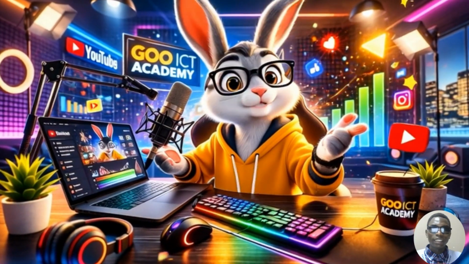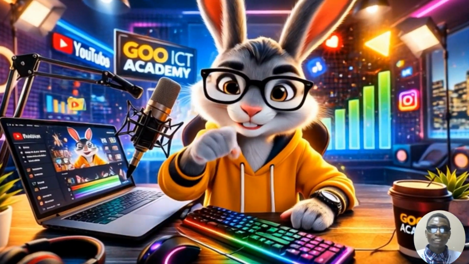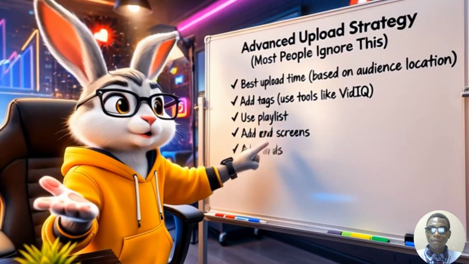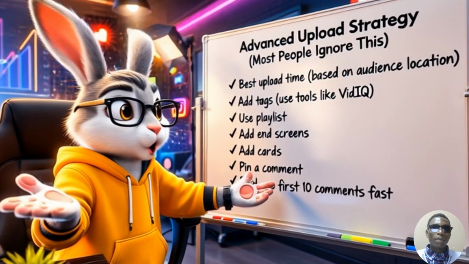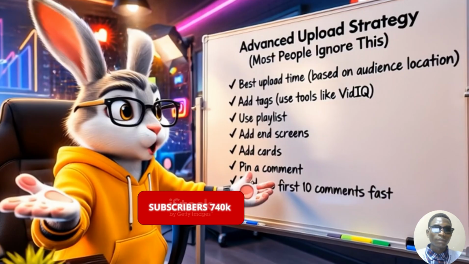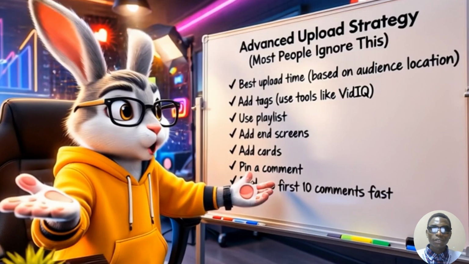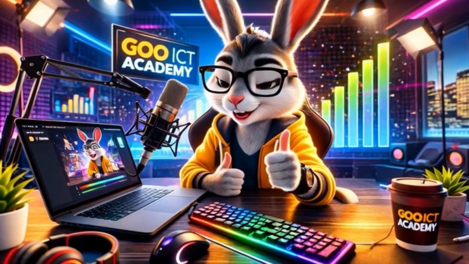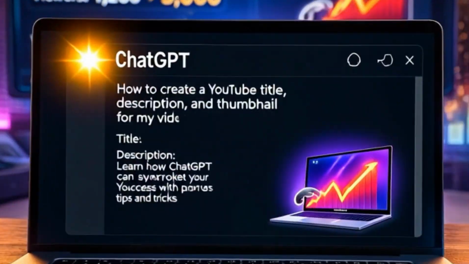So guys, we have seen that there is advanced upload strategy you should follow once you are preparing to upload your video. Includes best upload time, know when to upload your video, add tags, right? Use playlist, add end screens, add cards, pin comments, and also reply to 10 comments fast so that your audience feel valuable, right? So you don't need just 1,000 subscribers to grow. You need better packaging. Use AI assistance, not replacement. You should also keep your participation but use AI as assistance.